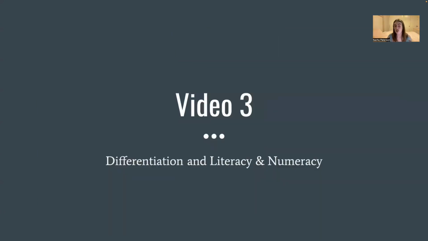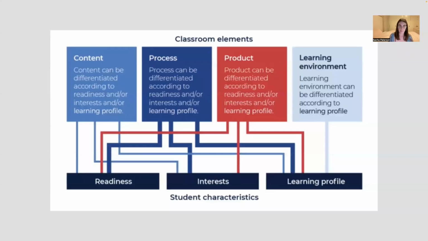Video 3, differentiation and literacy and numeracy. There are two students in my class who require differentiation, one of whom is performing at a really high standard, whose work I analysed in the previous video, and one who is performing at a lower level due to dyslexia, ADHD, and low literacy. I used Tomlinson's differentiation model, which outlines that educators can differentiate at the content, the process, the product, and the learning environment levels, and this is dependent on students' readiness, interest, and learning profile.